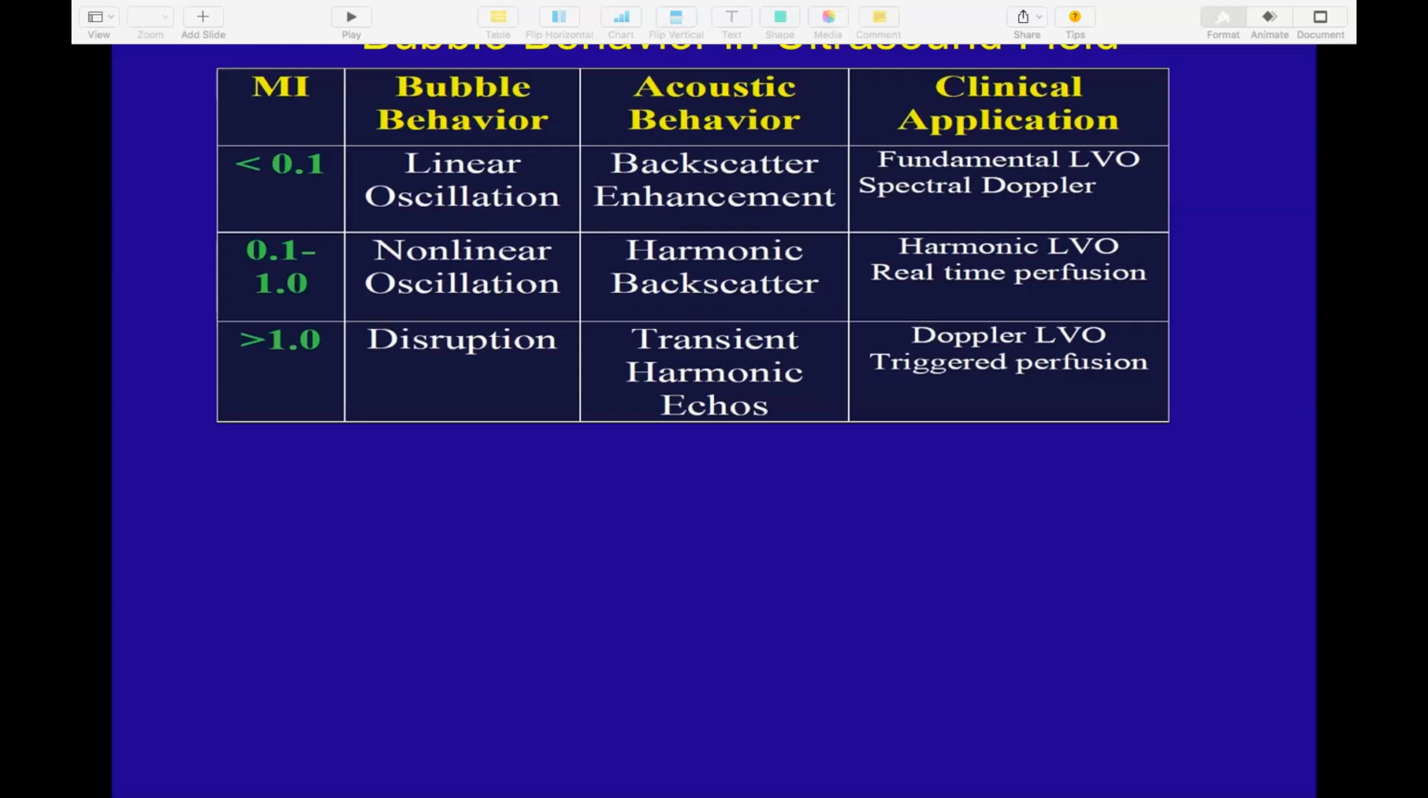But at very high mechanical indexes, and we use this currently only for flash imaging, which is one of the cases that I showed you, where you maintain the mechanical index low, but then suddenly increase your mechanical index so that you can destroy the bubbles to see the replenishment of bubbles in the myocardium. Otherwise, really, highly destructive flash imaging is not used routinely for myocardial perfusion.